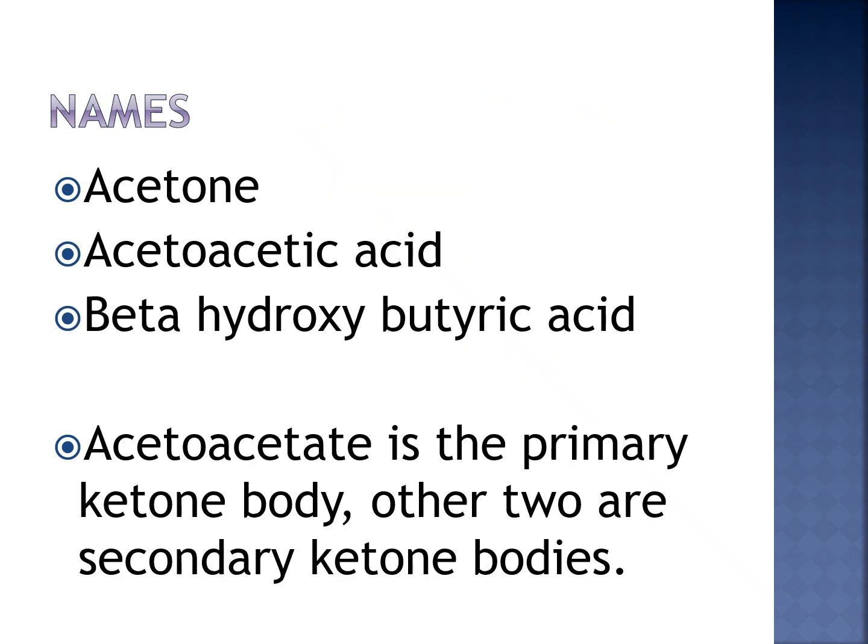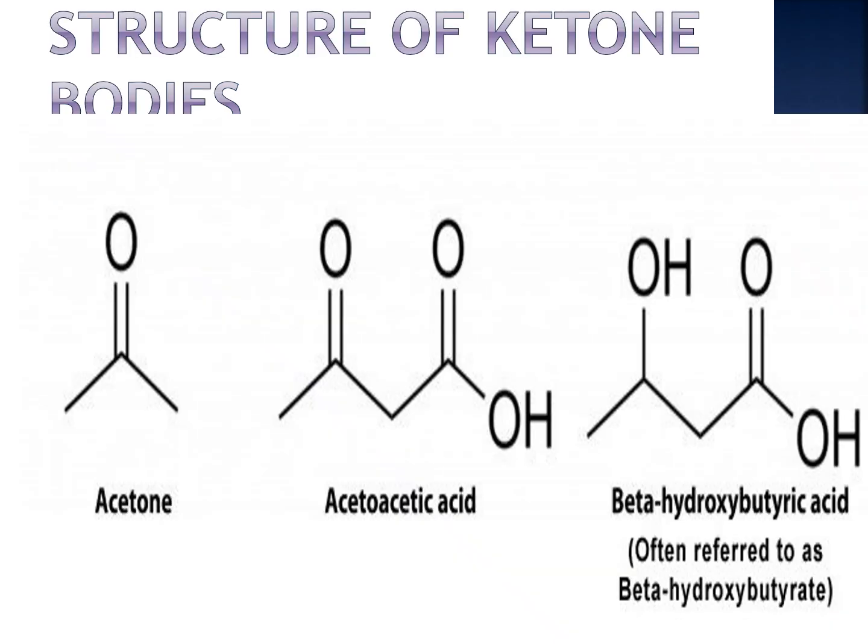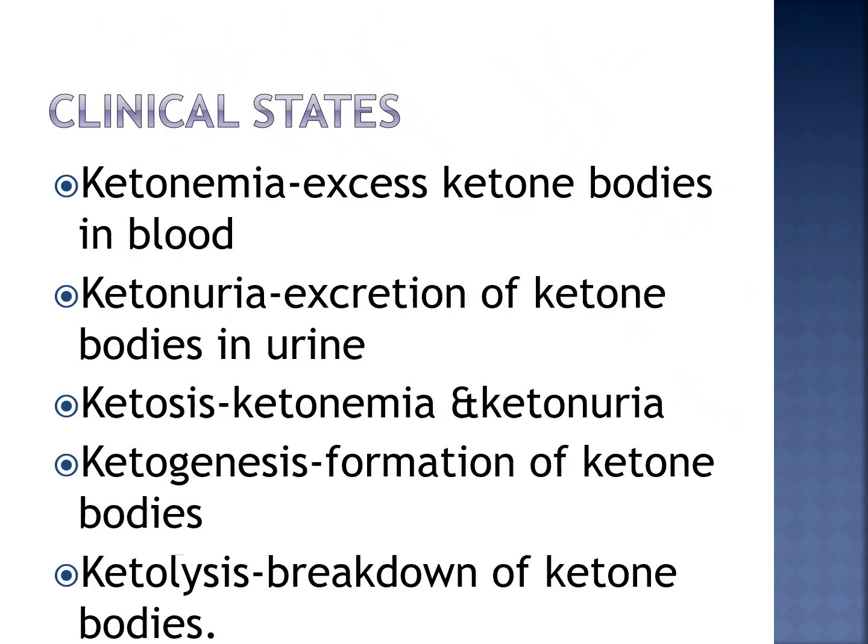These are the ketone bodies: acetone, acetoacetic acid, beta hydroxybutyric acid. Acetoacetate is the main one, and beta hydroxybutyrate is the close cousin. Acetone is a smelly one that gets exhaled. Acetoacetate is the primary ketone body, the others are formed from it. These are the structures of ketone bodies, which have a keto group. The other name for beta hydroxybutyric acid is beta hydroxybutyrate.